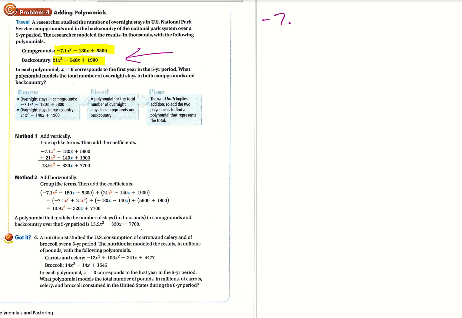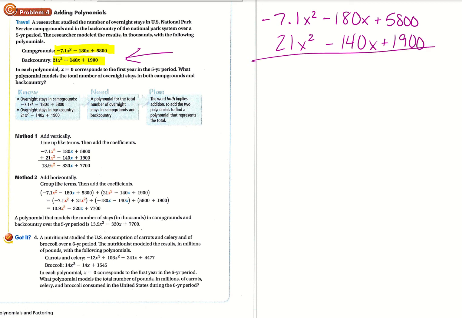So I'm going to go ahead and set this up as negative 7.1x squared minus 180x plus 5,800. And then it's got 21x squared minus 140x plus 1900. All right. Now to do this, all we got to do, like I said, is combine like terms. So if we combine negative 7.1x squared and 21x squared, we're going to get 13.9x squared. All right, and these two, that will give us negative 320x.